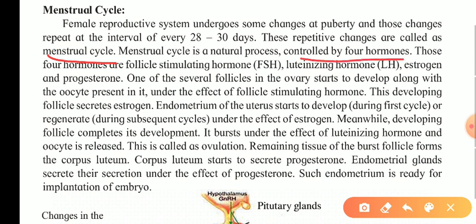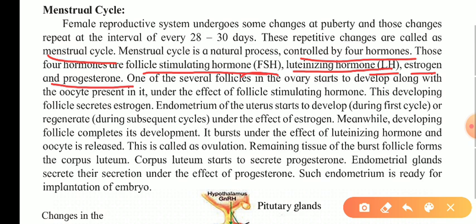This process is controlled by four hormones, that is FSH, LH. The most important among these are follicle stimulating hormone, luteinizing hormone, estrogen, and progesterone. These four hormones, FSH, LH, estrogen, and progesterone, are controlling the complete menstrual cycle. Let's see what they are, one by one.